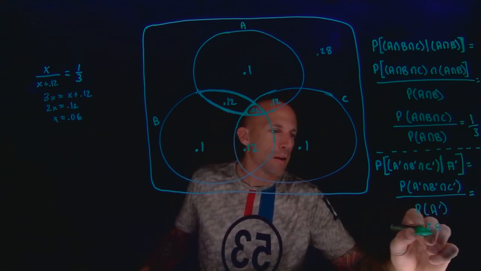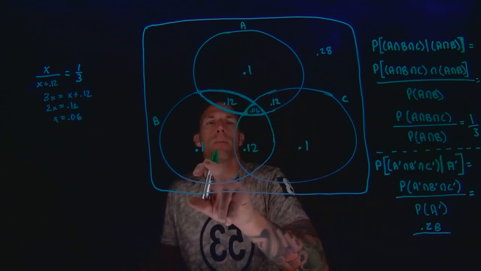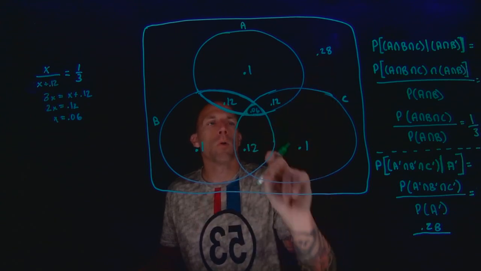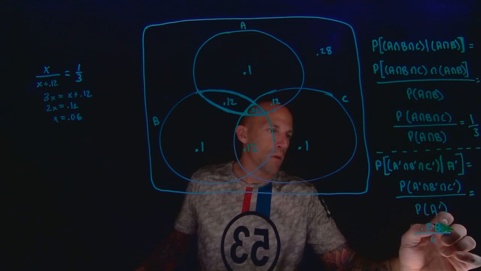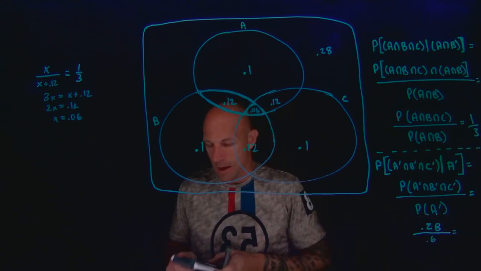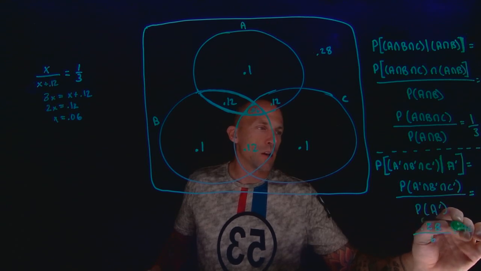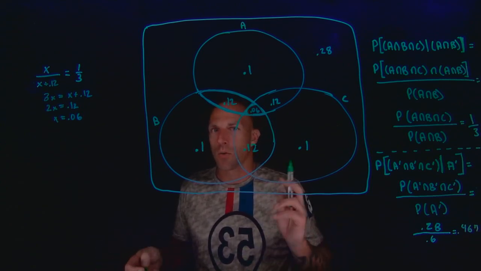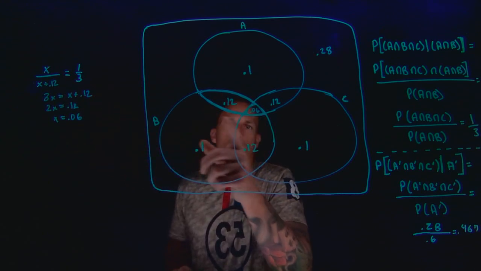0.28. And then the probability of not A, that's everything outside circle A: 0.1, 0.1, 0.12, 0.28, that's 0.4, 0.5, 0.6. So 0.28 divided by 0.6 is 0.467, or 46 repeating. Answer choice C. So great question here. Watch your denominator when you are solving.